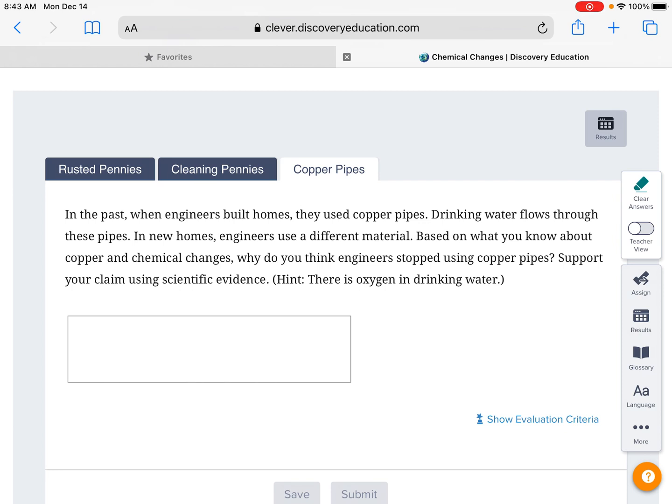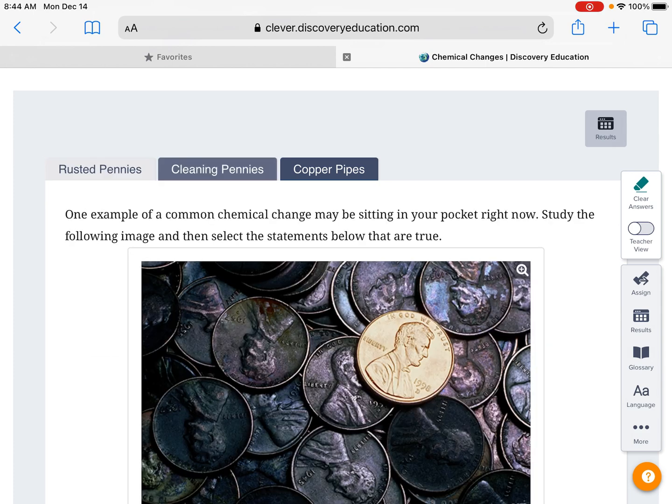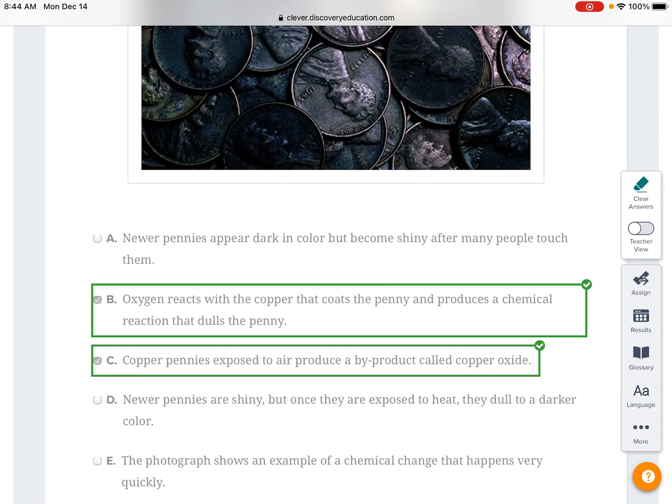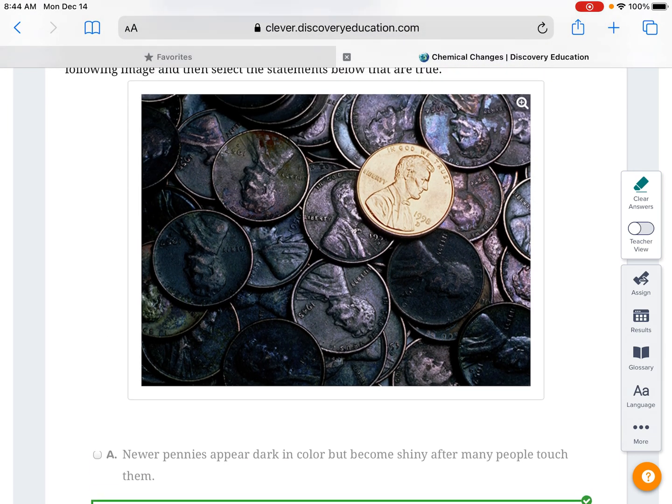Support your claim using scientific evidence. Hint, there is oxygen in drinking water. So think about what you know about pennies and what happens when the copper pennies are exposed to the oxygen for a long time. Okay, I want you to think about that, how the oxygen reacted with the copper that coated the penny and it produced that chemical reaction, that rust there.